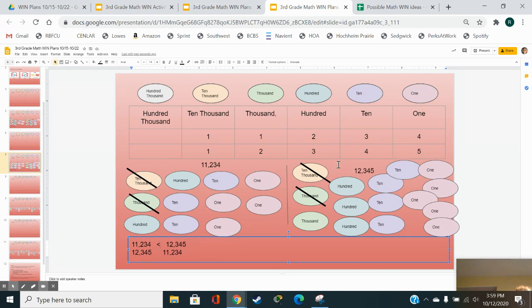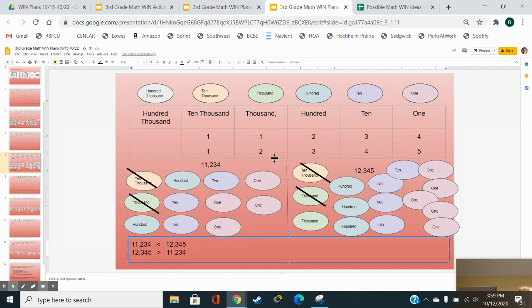But remember, I'm also going to do it the opposite way. So I'm going to go from right to left. So I'm going to say that 12,345 is greater than 11,234. Now, whenever I am comparing, that is what I'm going to do.